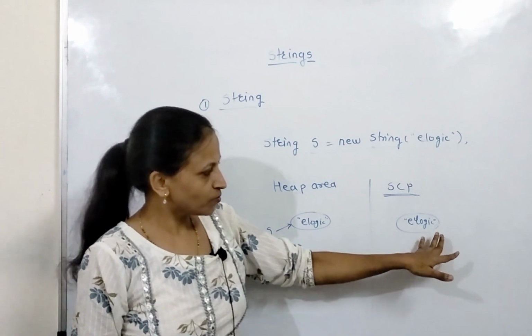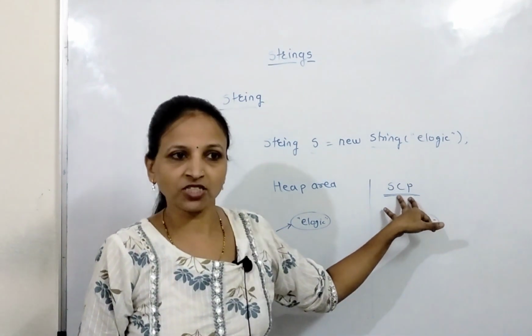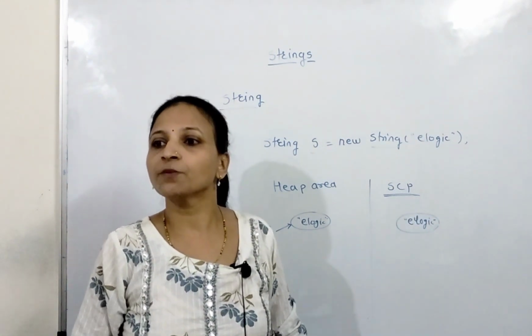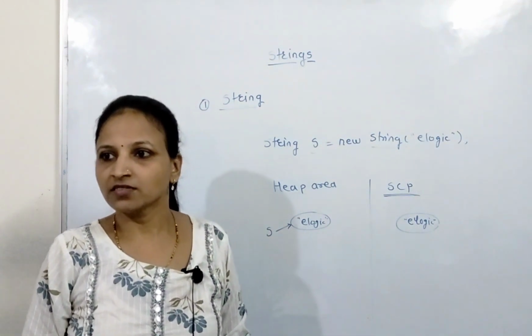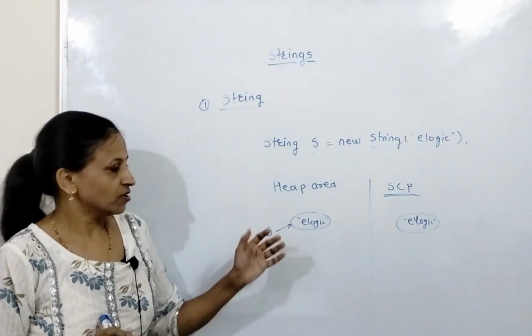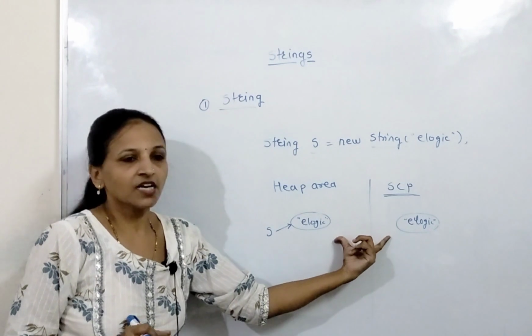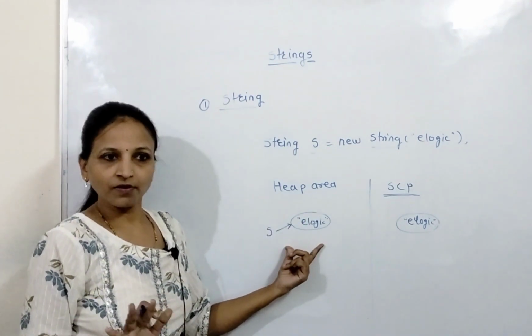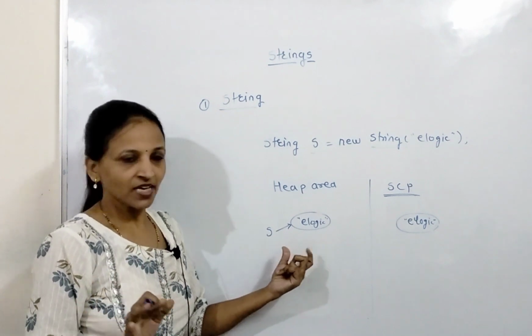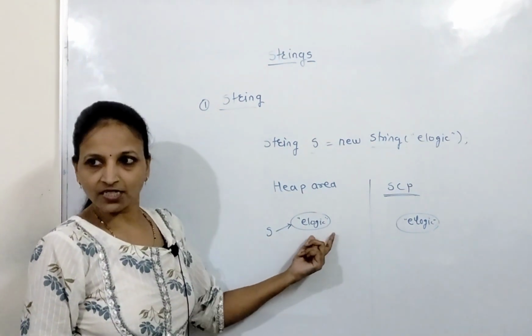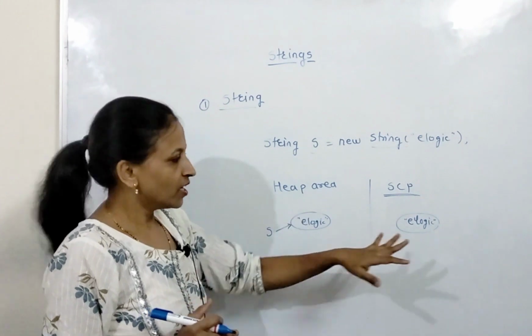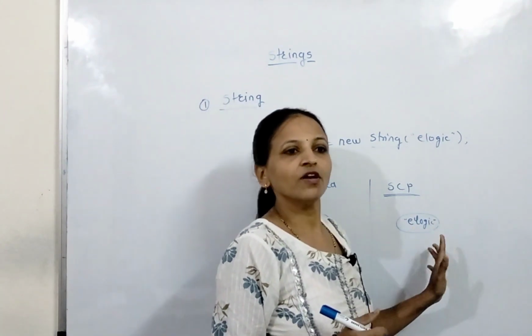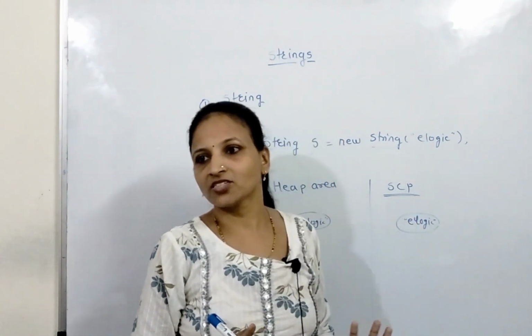But if any object is present in the SCP section, then it will not be freed by the garbage collector. Now see, whenever we write like this, internally this will happen. In the heap section, that object will get allocated space and the reference is there. Internally the string is eLogic. Now here again one copy will be created in the SCP section.